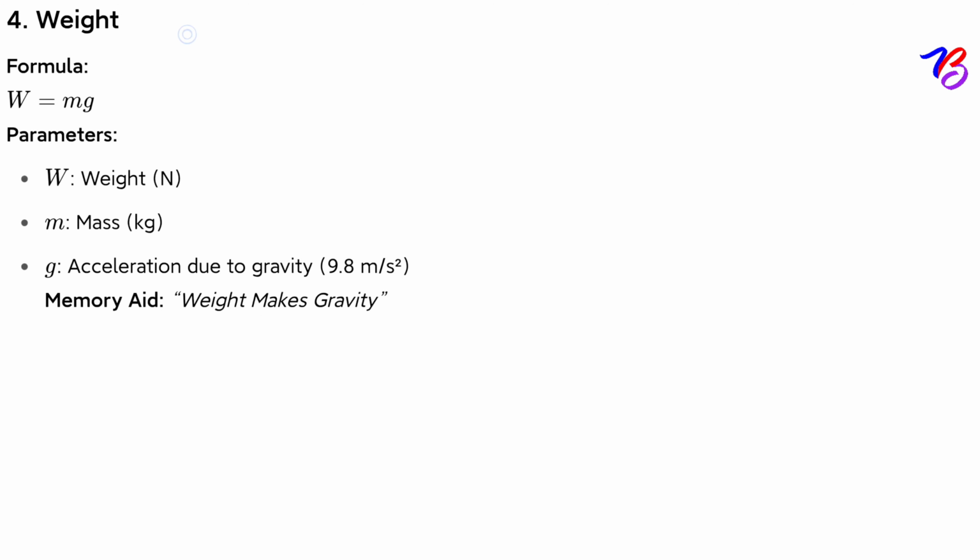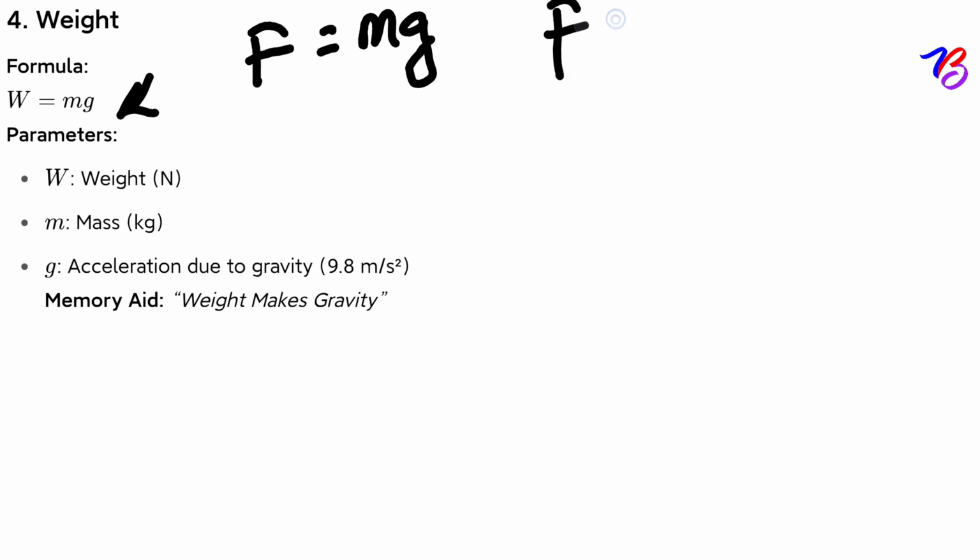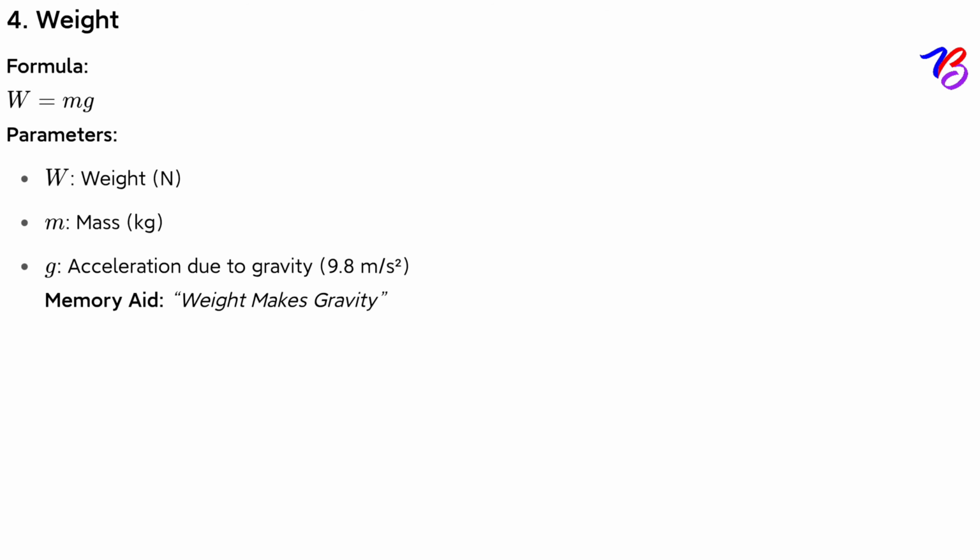Number 4 is weight. And the formula is W is equal to mg. Now, this formula is gotten from F is equal to ma. Then A is converted to G. I hope you are following. So if you are able to memorize F is equal to ma, you should be able to generate other formulas, especially weight.